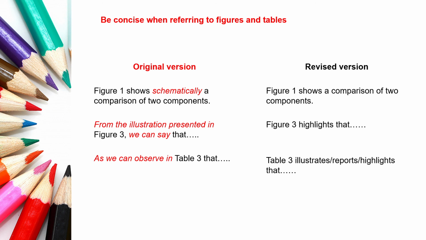Yeah. From the illustration presented in figure 3, we can say that... Why don't you just say figure 3 highlights that... Yeah. And the last example, as we can observe in table 3 that..., simply just say table 3 illustrates that..., or table 3 reports, or table 3 highlights that... Isn't it easier? So immediately people will know that you talk about table 3, figure 3, and what's the purpose of figure 1. Okay, so be concise, especially when it refers to figures and tables.